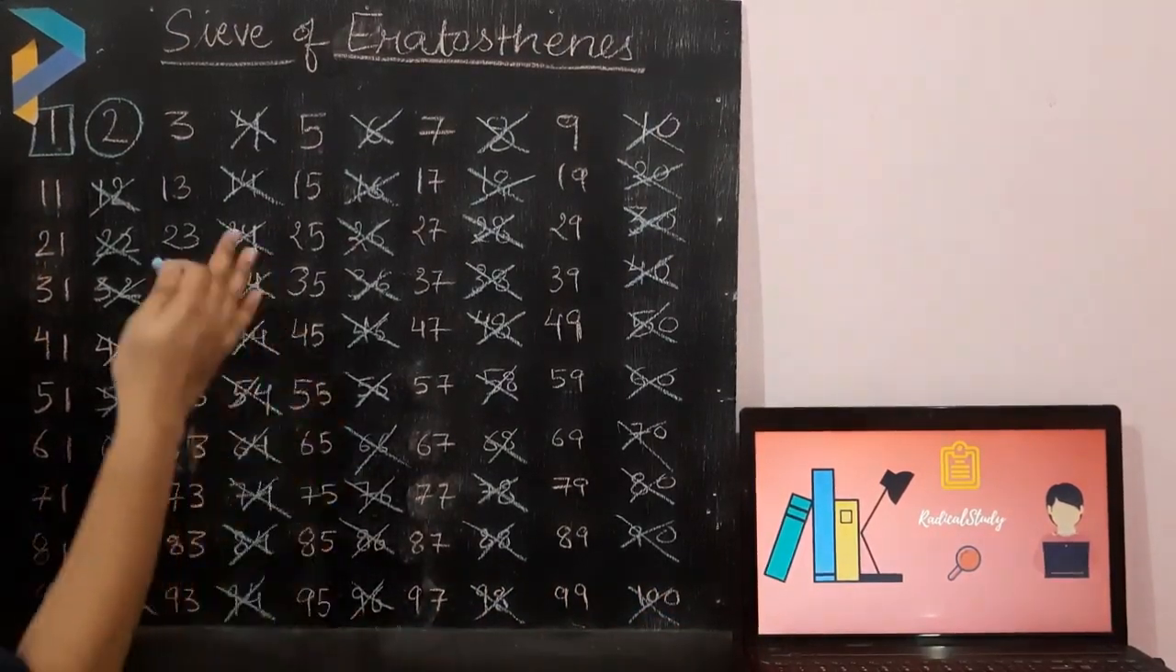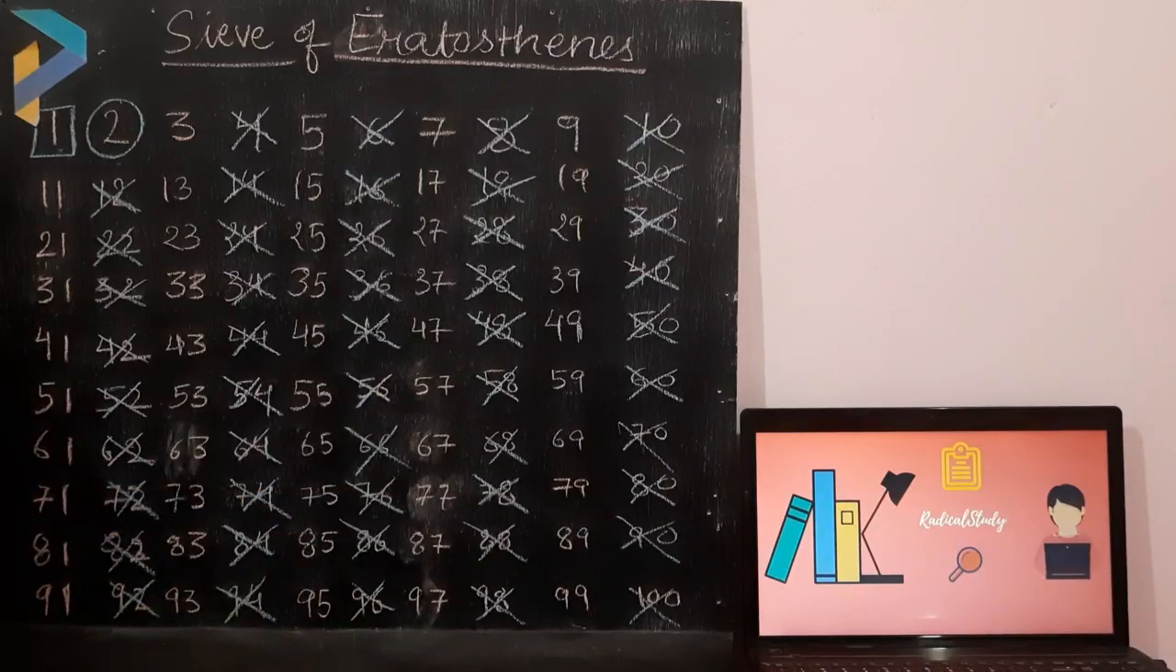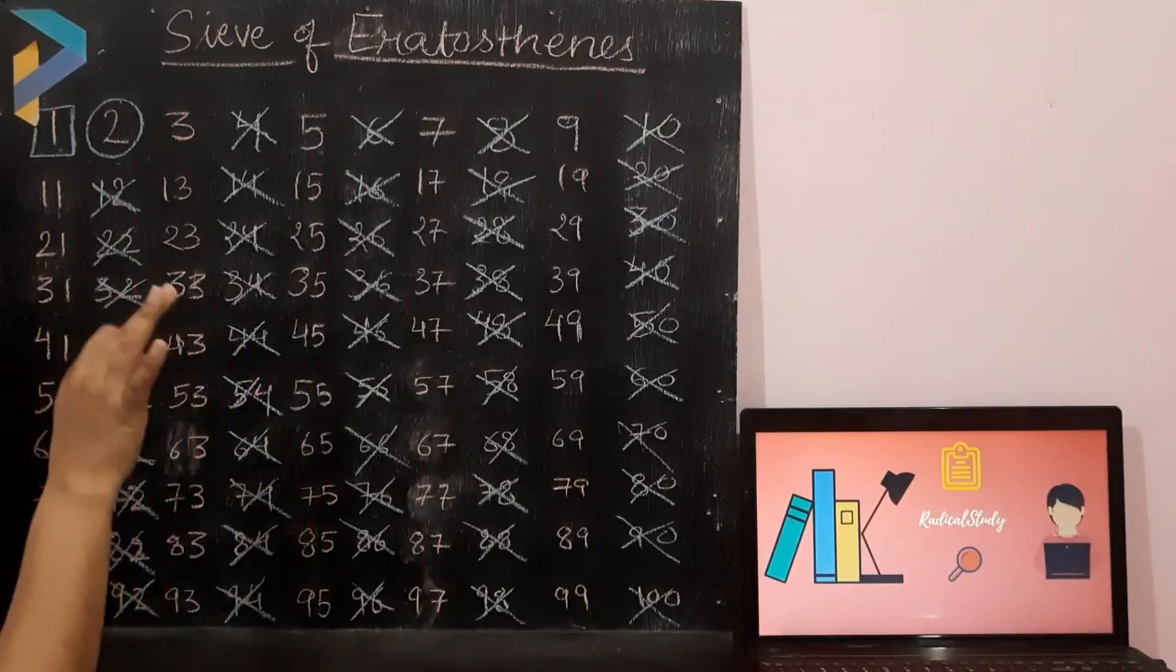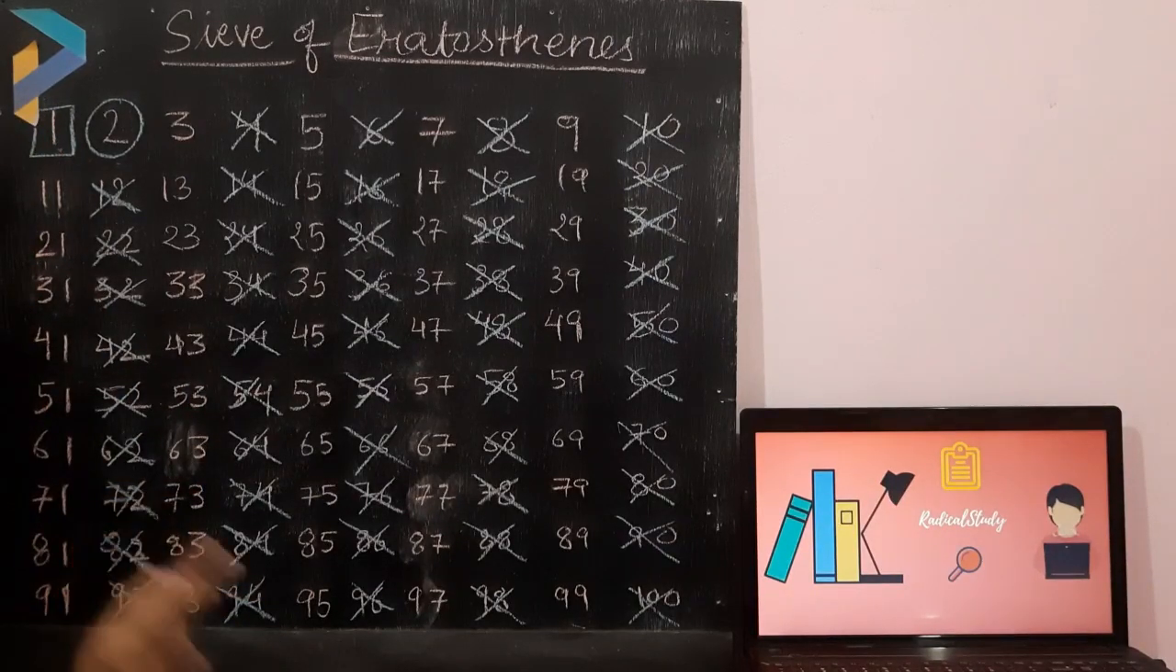So these all were divisible by 2. These were the factors of 2 and these come in the table of 2 also. When we divide the numbers by 2, they are completely divisible. The remainder is 0. So I have cut all those numbers.